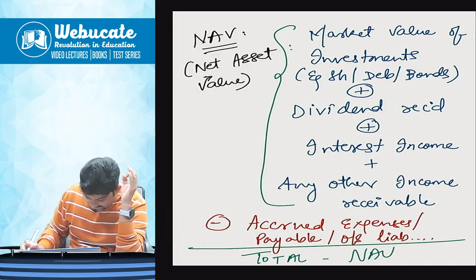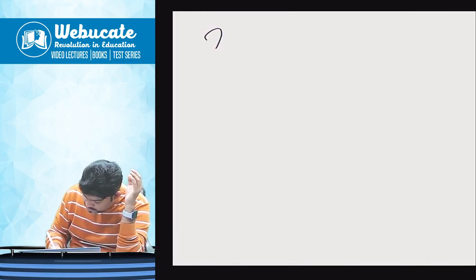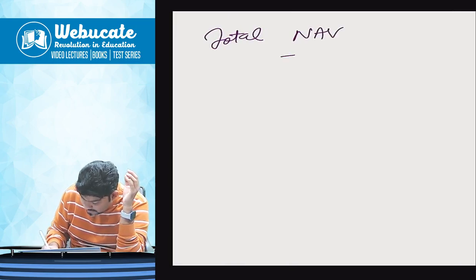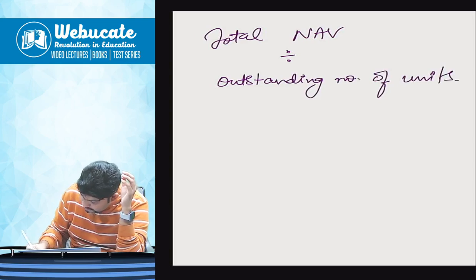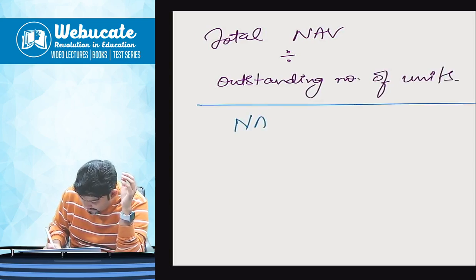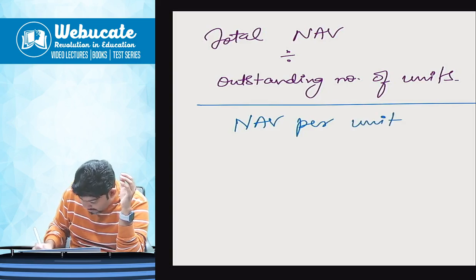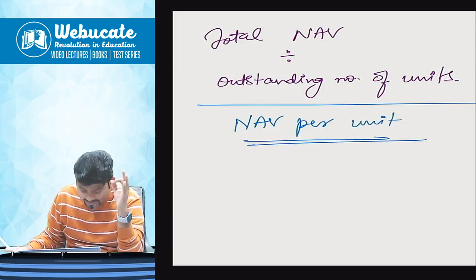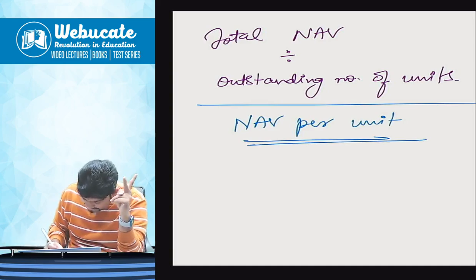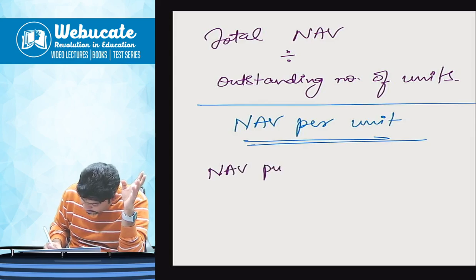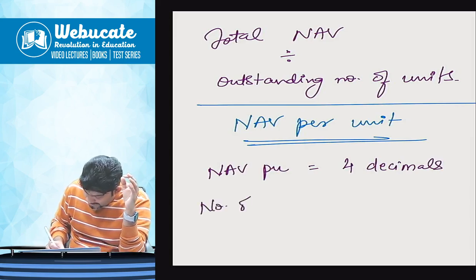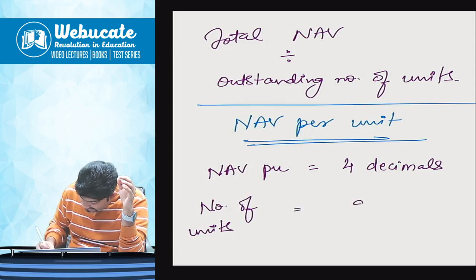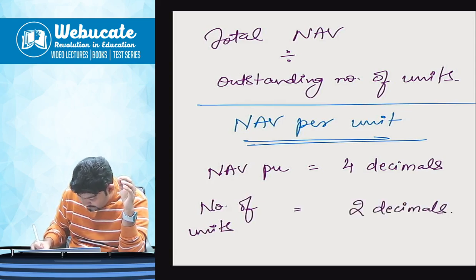Now, when this total net asset value is divided by the outstanding number of units, we will get NAV per unit. Am I clear, everybody? Now, two important things. Remember that NAV per unit will come in four decimals, and the number of units can be represented in two decimals. Am I right?